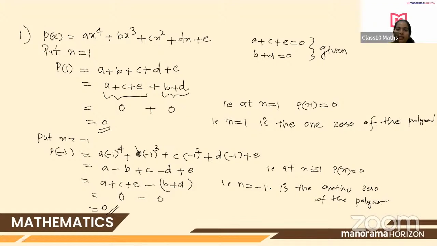Okay. So what are the zeros of this polynomial? Therefore, the zeros of the polynomial p of x are 1 and -1. Okay, clear? So moving to the next question.